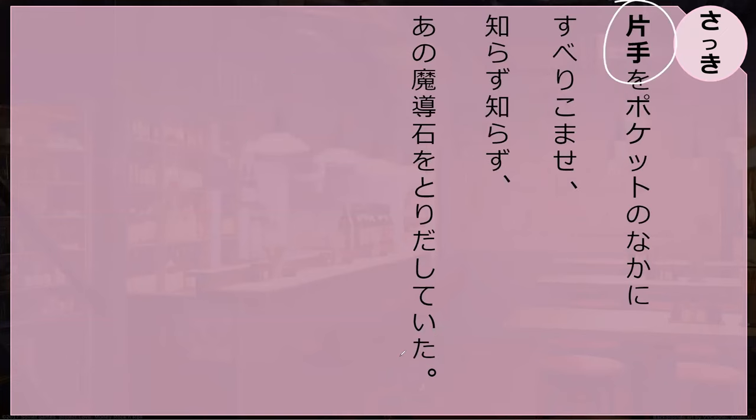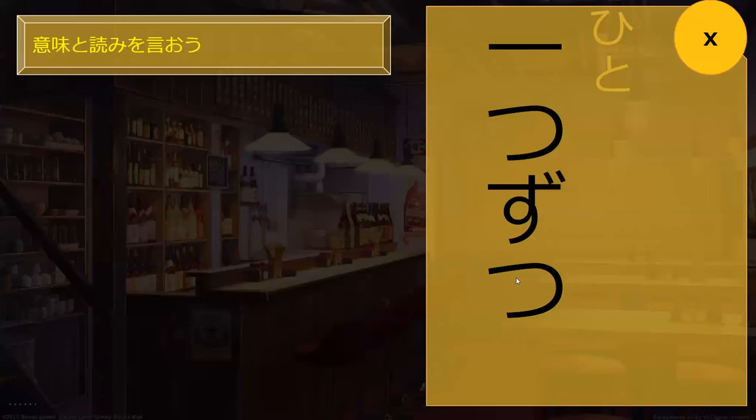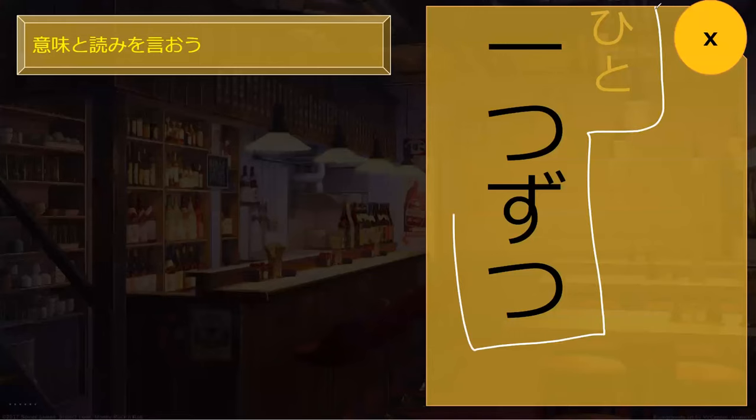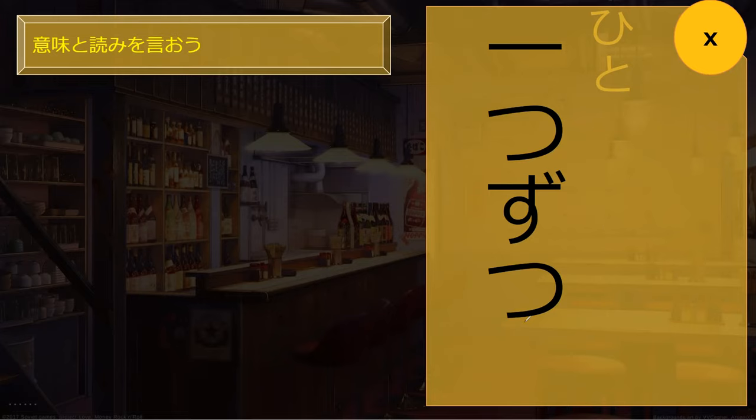Do you know what this word is? Let's start with kata. Katate. What does that mean? One hand. Perfect. So this word right here, hitotsu zutsu, means one at a time. So we got a piece, one piece. So zutsu tends to show up when you're having multiple things. So even though it has one in there, it just means one at a time.